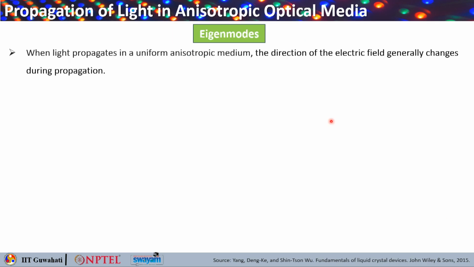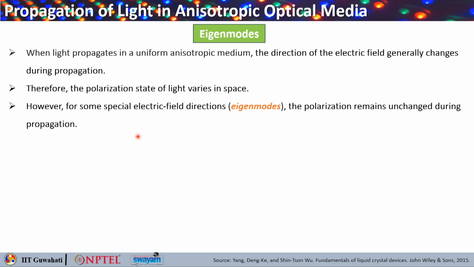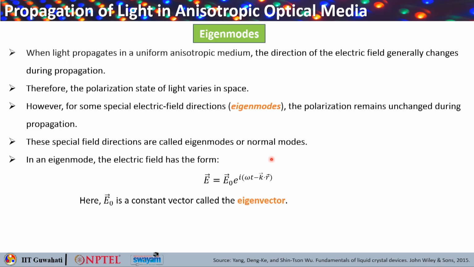So how do you analyze the light propagation inside any anisotropic uniform medium? When light propagates in such a medium, the direction of the electric field generally changes during its propagation. So if the electric field changes with propagation, that means the polarization state of light varies in space. However, for some special electric field directions, the polarization basically remains unchanged during the propagation. These are the special directions which are called the normal modes or the eigenmodes.